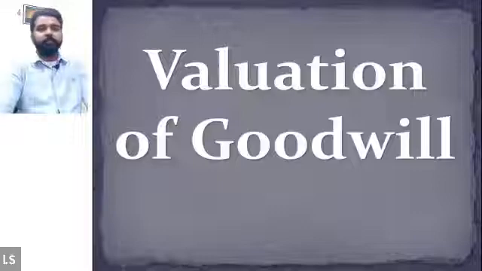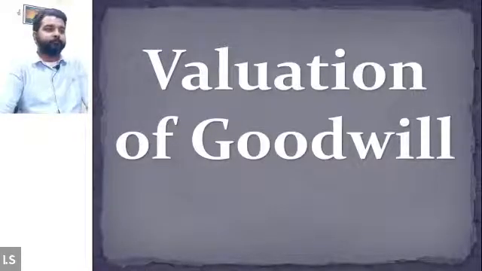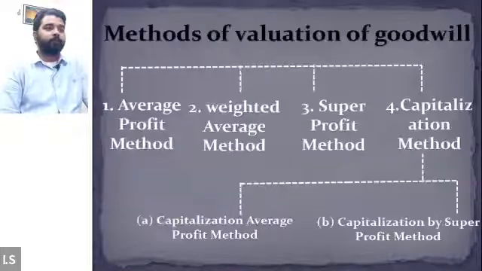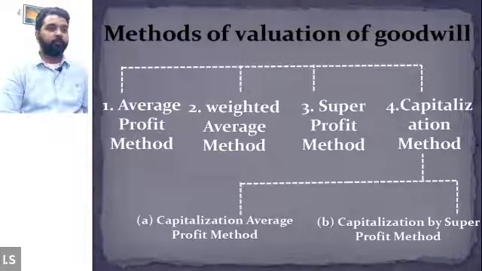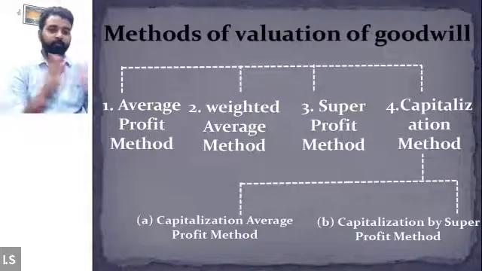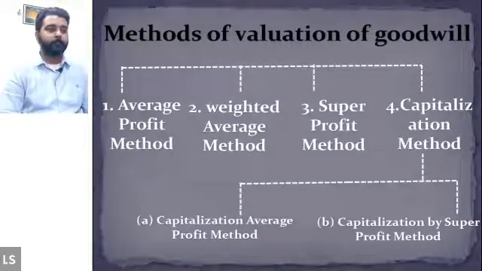In the last class we were discussing the average profit method of the valuation of goodwill. And in today's class, we will be talking about the second method, which is the weighted average method. Apart from the average profit method, we have the following methods available for the valuation of goodwill: weighted average method, super profit method, and capitalization method, and the capitalization method is further divided into two parts.